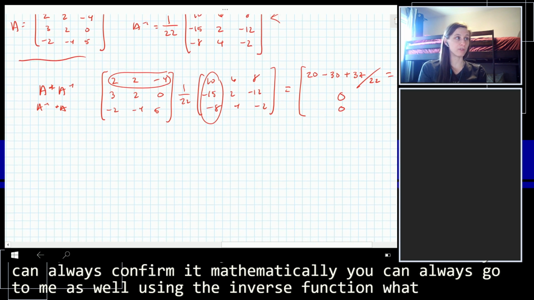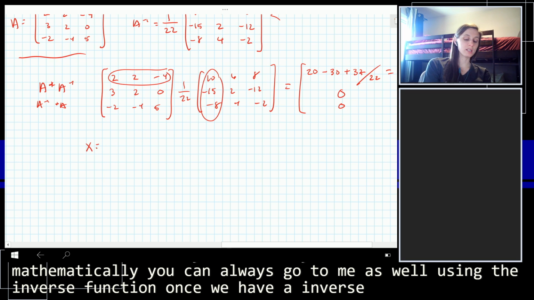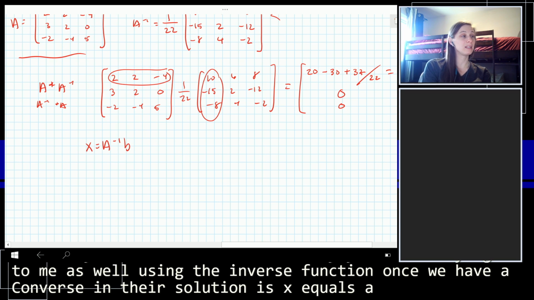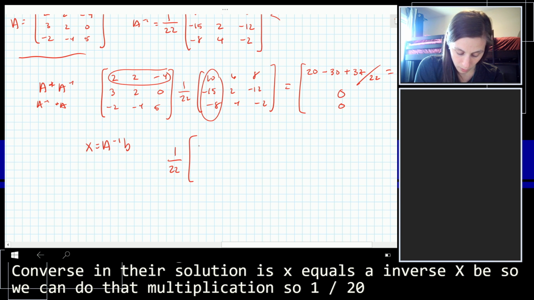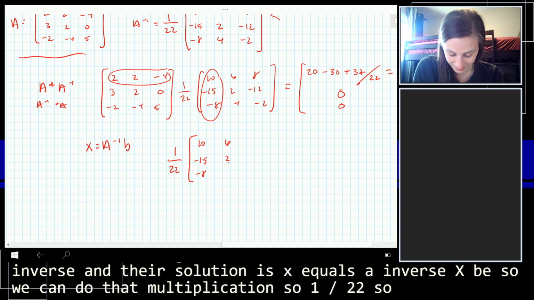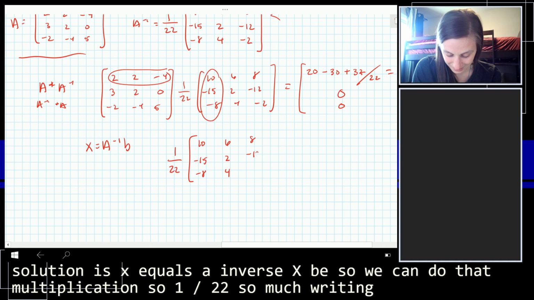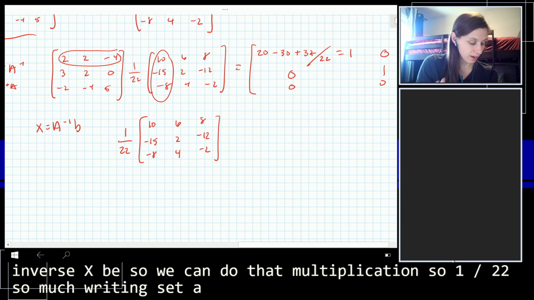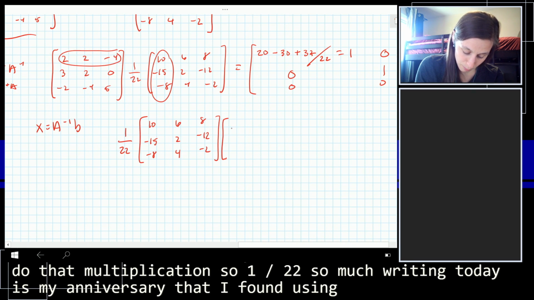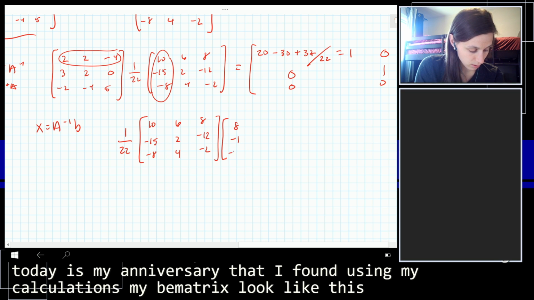Once we have A inverse, then our solution is X equals A inverse times B. So we can do that multiplication. So 1 over 22. So much writing. So there's my A inverse that I found using my calculations. My B matrix looks like this. So now I can just do my multiplication.